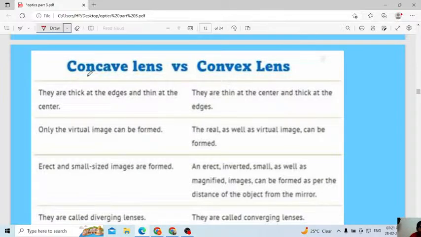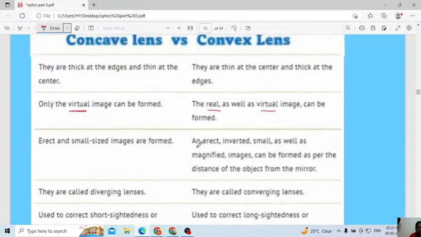Next, the first one, they have given the definition of a concave lens and convex lens. Convex lenses are thicker at the center and thinner at the edges. Here they are thin at the center and thick at the edges. Then a concave lens always forms a virtual image. Then a convex lens forms a real as well as a virtual image. But a concave lens always forms a virtual image.